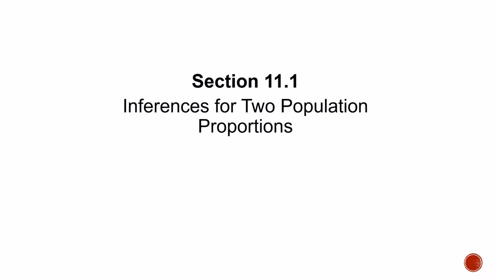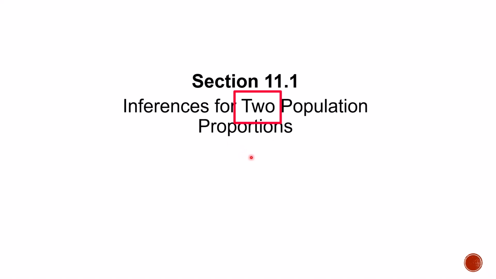Hello everyone. In today's lecture, we are going to learn about the inferences for two population proportions. Previously, we learned inferences for one population proportion and one population mean. Here we talk about two population parameters, whether it be population proportions or population means. The next sections are going to talk about population means, but this particular section deals with population proportions.